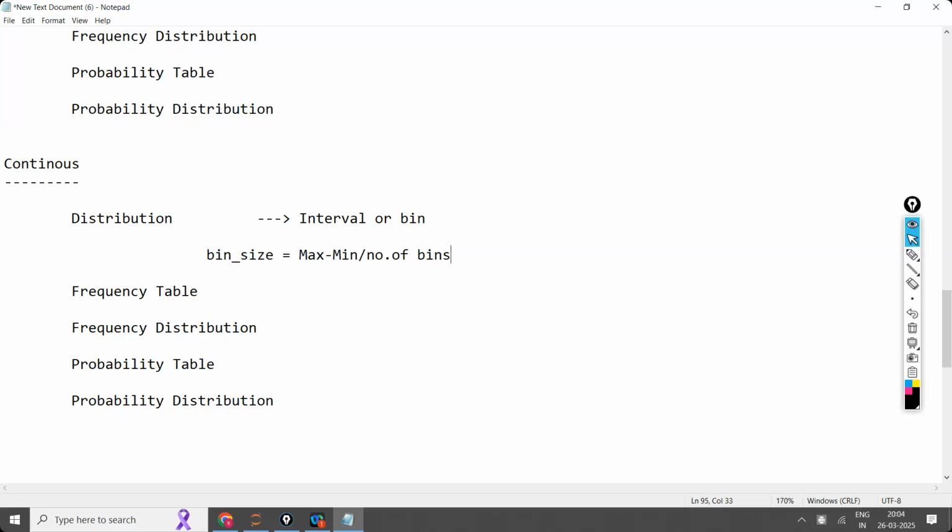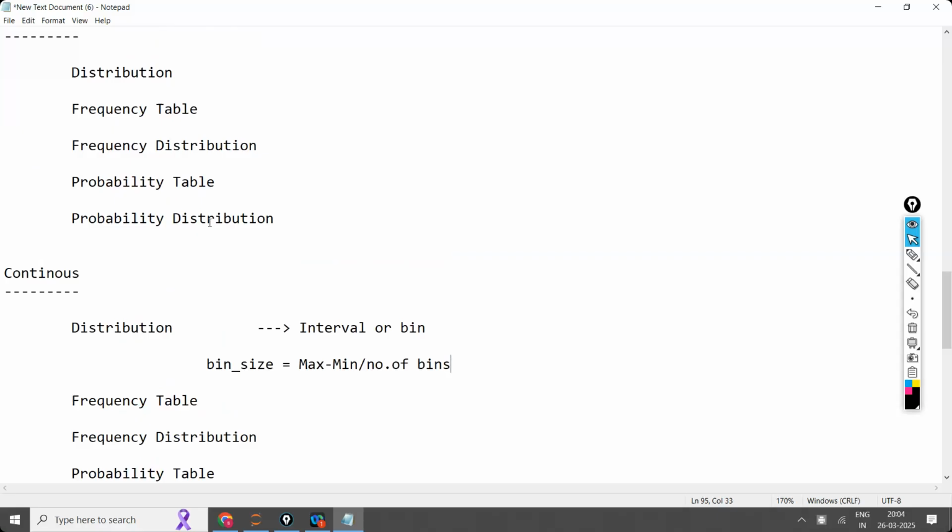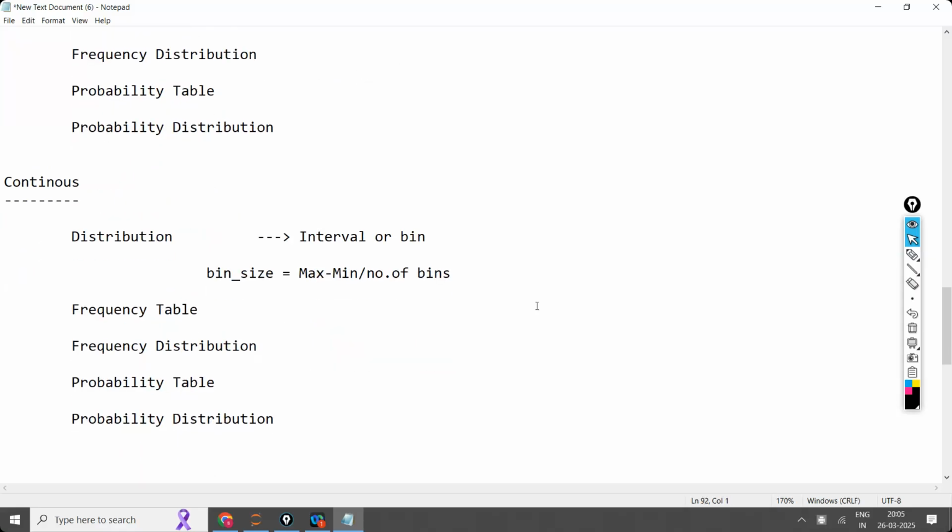So for the distribution in the discrete variable, what does distribution mean? Unique values. It is very simple. Simply taking the unique values. Unique values are called distribution. But whereas coming to the continuous variable, what does distribution mean? Interval or bin.